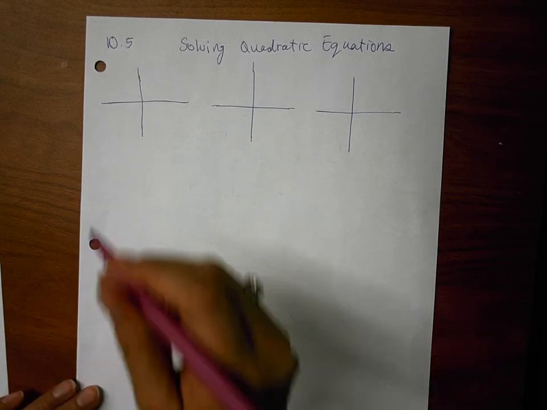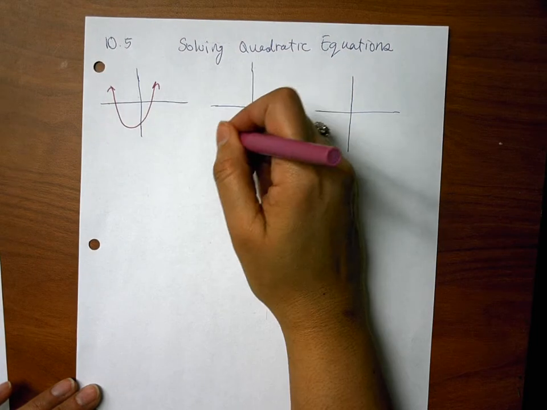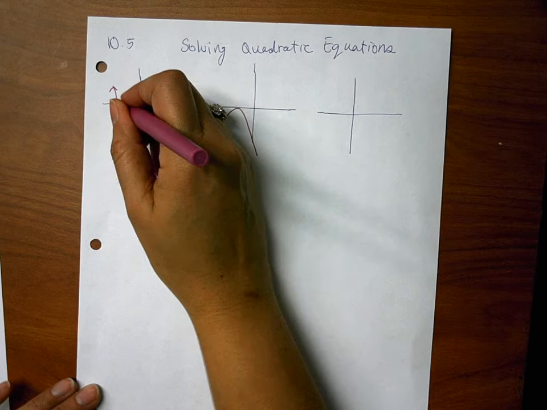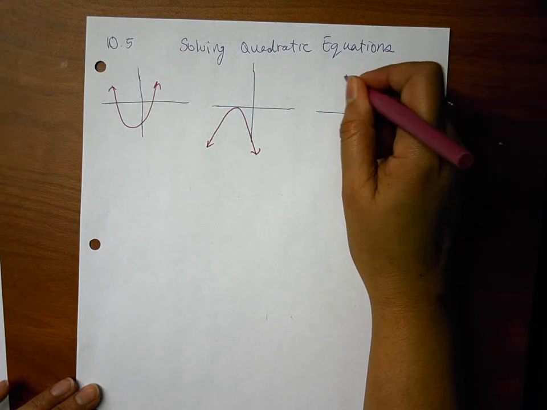We're going to draw three different parabolas. Now, it doesn't matter if your parabolas are opening up or down, but I want you drawing them somewhat like I did here. And then one more, we're going to draw it over like this.